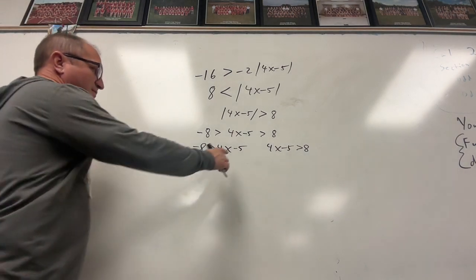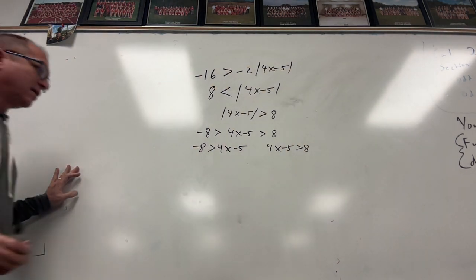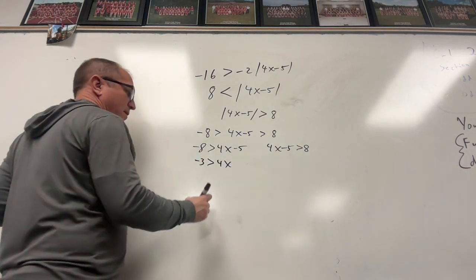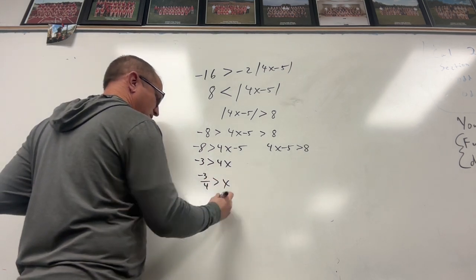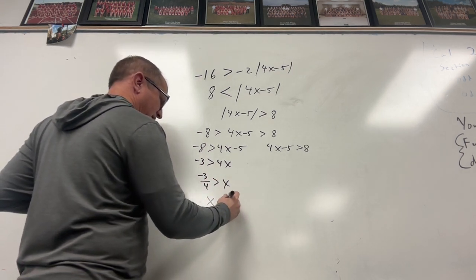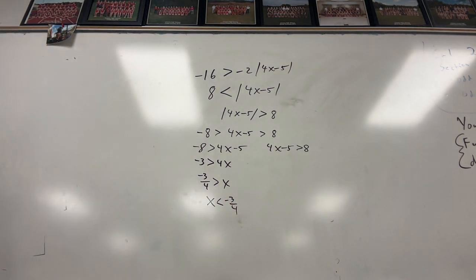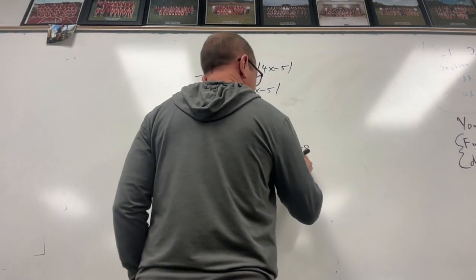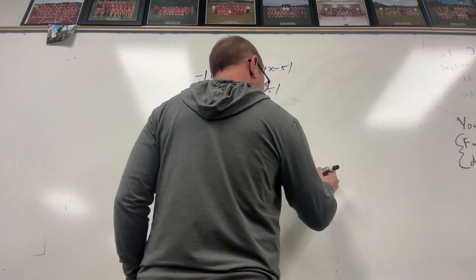Okay. Add 5 to both sides. Negative 8 plus 5 is? Negative 3. All right, so I've got negative 3 is greater than 4x. So negative 3/4 is greater than x. So x is less than negative 3/4. Okay, here 4x is greater than 13. So x is greater than 13/4.